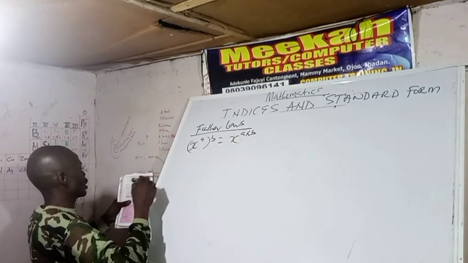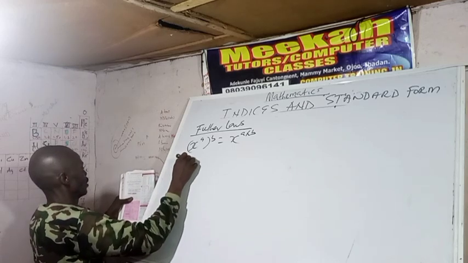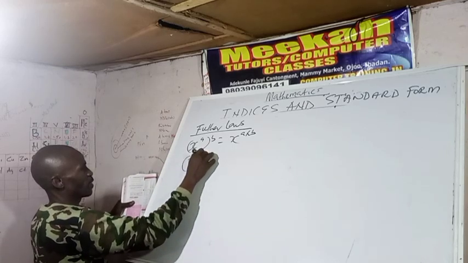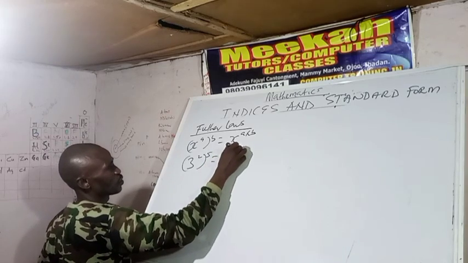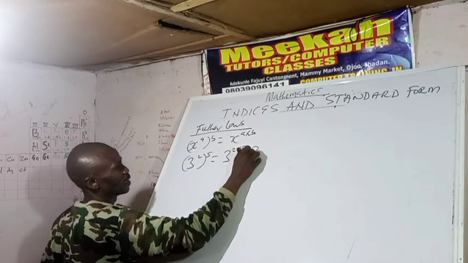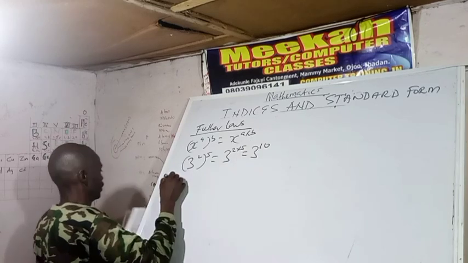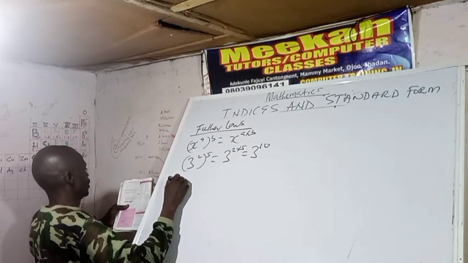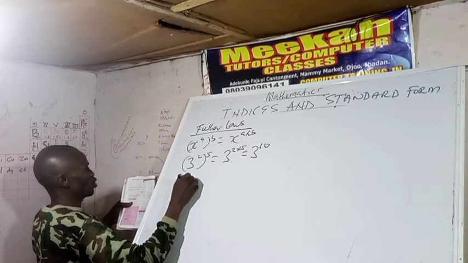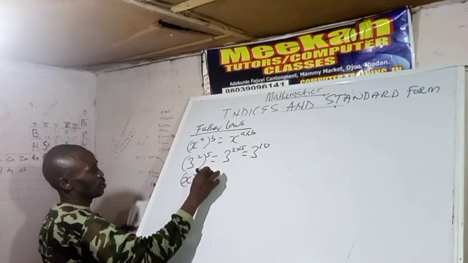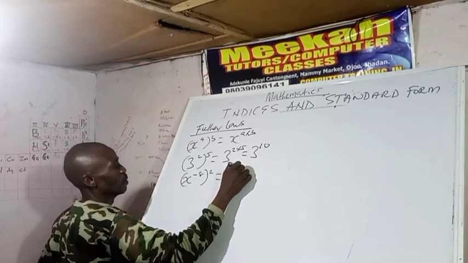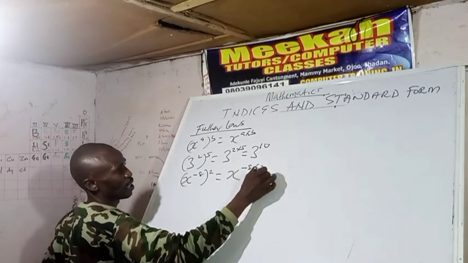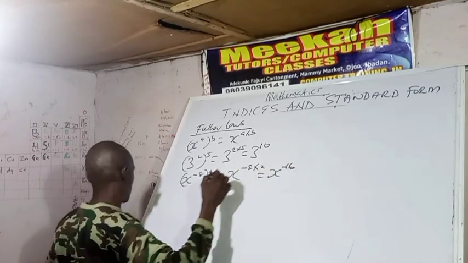That's my next question here. If I have 3 raised to power 2, bracket 5, this becomes 3 raised to power 2 times 5. What do you have? 3 raised to power 10. Now, what if we have x raised to power minus 8, bracket 2? This becomes x raised to power minus 8 times 2. What do you have? x raised to power minus 16.